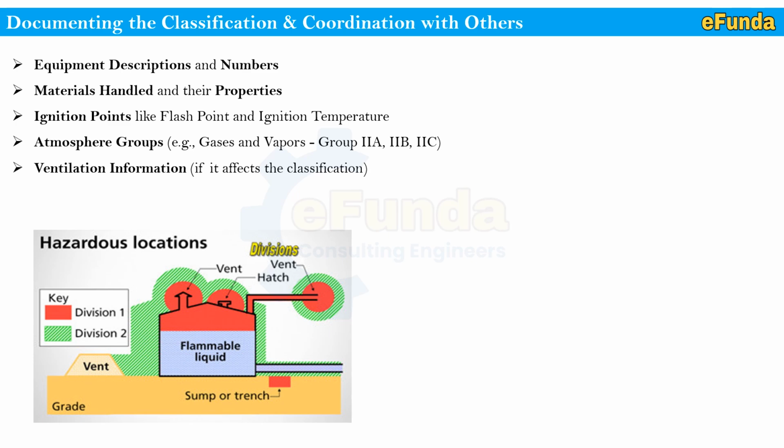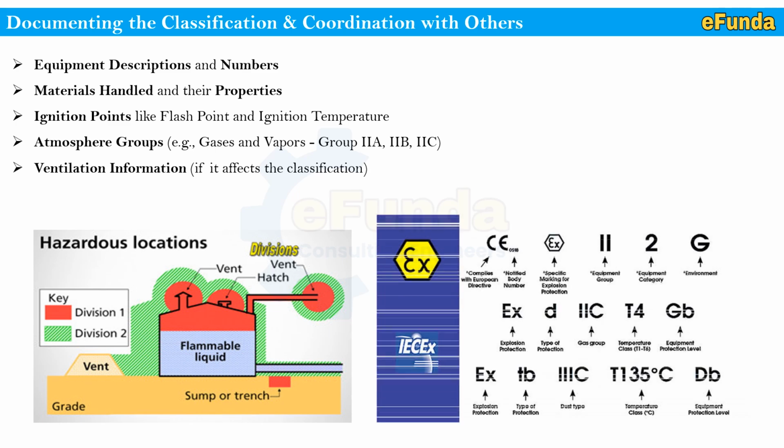This is how the marking is being done, and also the marking for equipment detail, that is the Ex categories, are mentioned where the explosion protection, type of protection, gas group, temperature class, and then equipment protection levels are being defined. That is the example of IECEx ratings and the equipment marking.